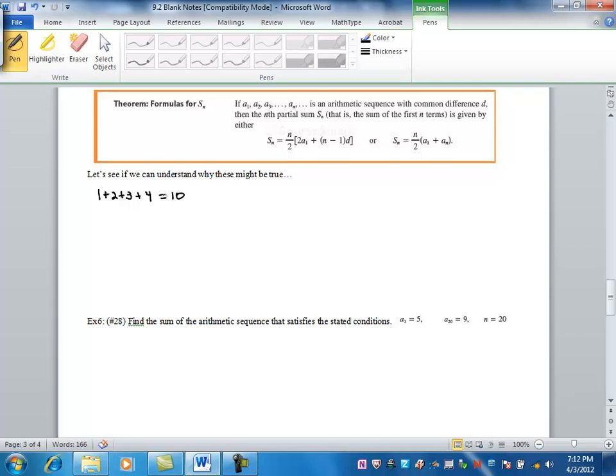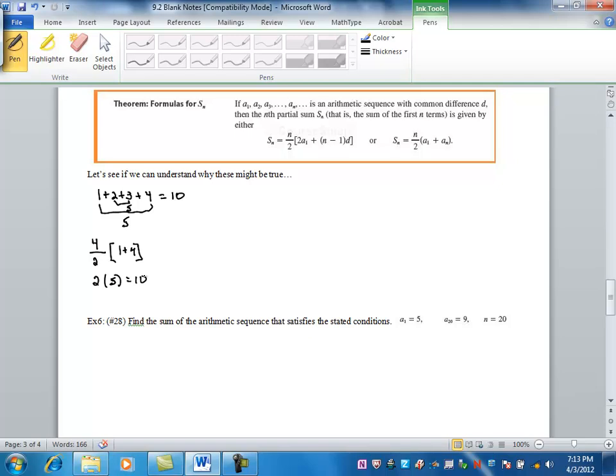Now check this out, guys. This pair adds up to 5, so does this pair of numbers. I've got 4 terms. If I cut the number of terms in half, I divide that by 2, times the sum of the first and the last, because the sum of the first and the last will always give you the sum of these pairs. It'll work every time for an arithmetic sequence. 2 times 5 gives me 10.